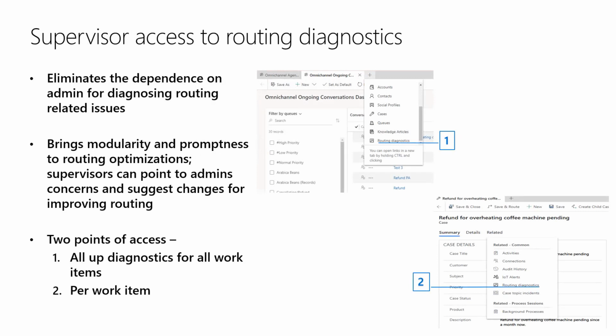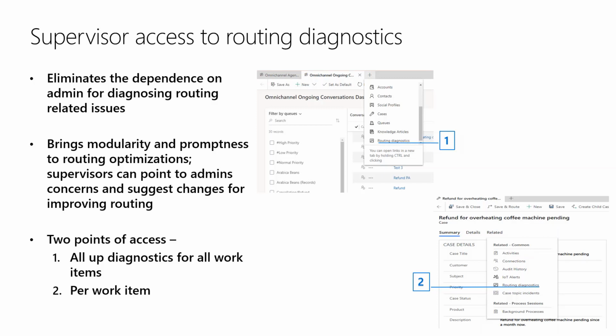That means now supervisors can view why a work item has been routed a certain way. They can point to admins any concerns and even bring up suggestions to improve their routing setup. We have added 2 points of access, one at the overall level and another at the work item level.